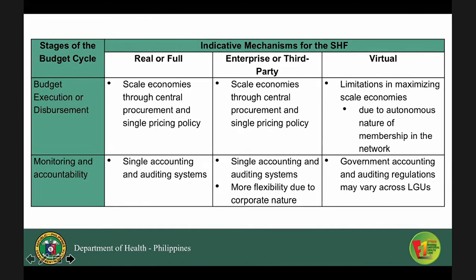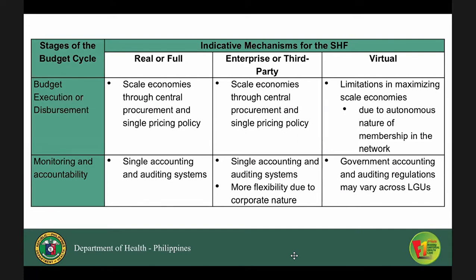The second is budget execution or disbursement. The scale economies both through central procurement and single pricing policy. Parang nakikita na natin dito, mawawala na yung iba't ibang mga pharmaceuticals kasi magkakaroon na siya ng central procurement that will be distributed to all. No? Kaya ngayon medyo mura yung gamot kasi pag meron ng central procurement, kung sino na yung mananalo. However, pwede rin itong subject to political kung sino ipapanalo nila, di ba?